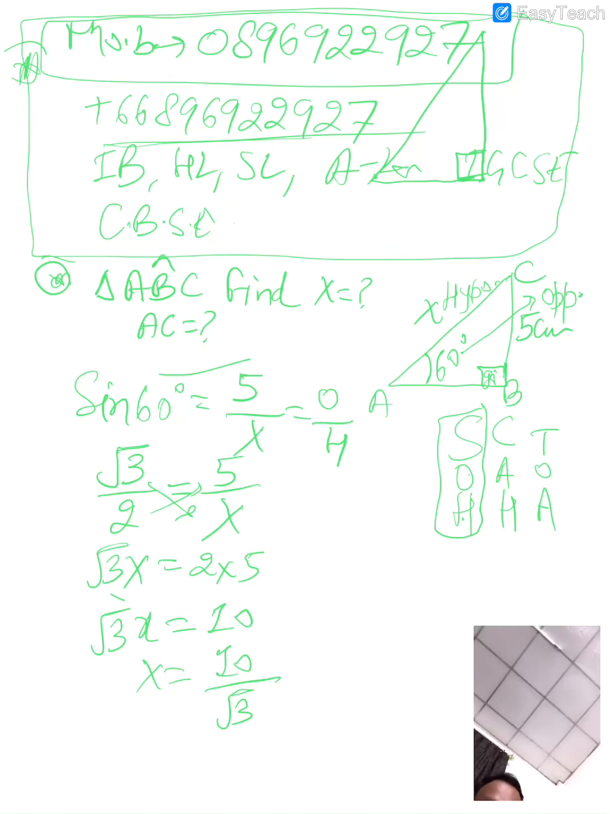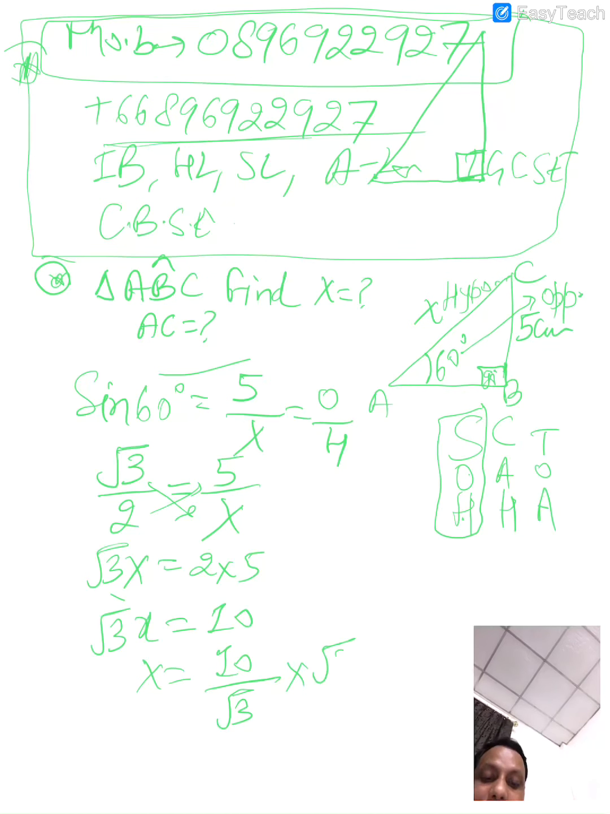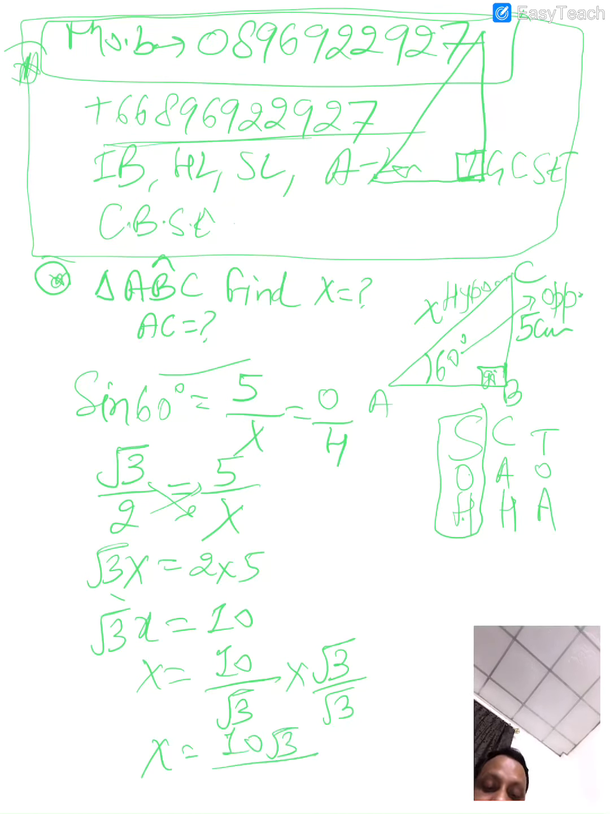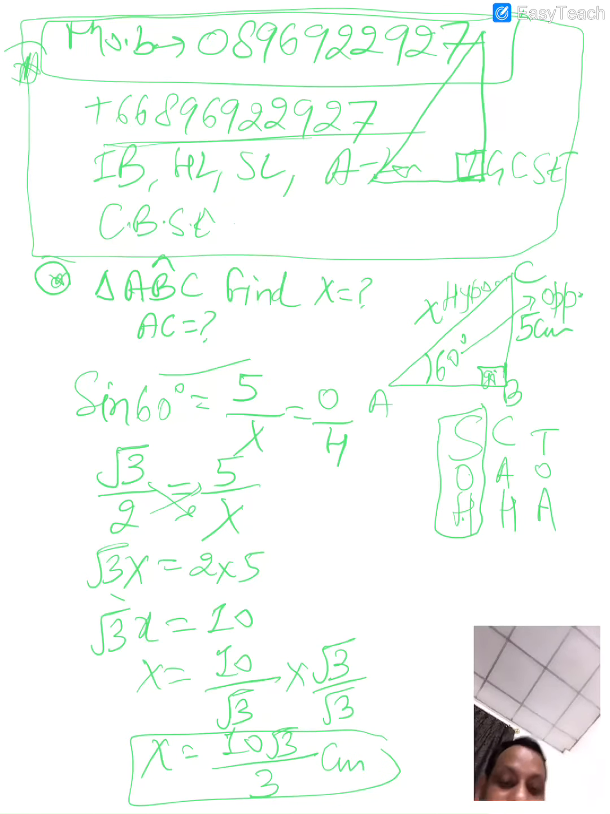You can leave your answer till here, or maybe you are familiar with surds, so we might have to rationalize that. You multiply by root 3 up, root 3 down. So x is equal to 10 root 3 over 3. This is your answer in centimeters, but ICSE students can use their scientific calculator and get the answer to 2 dp or 3 significant figures, which is the general criteria for IGCSE or IB or whatever board you are going to follow.